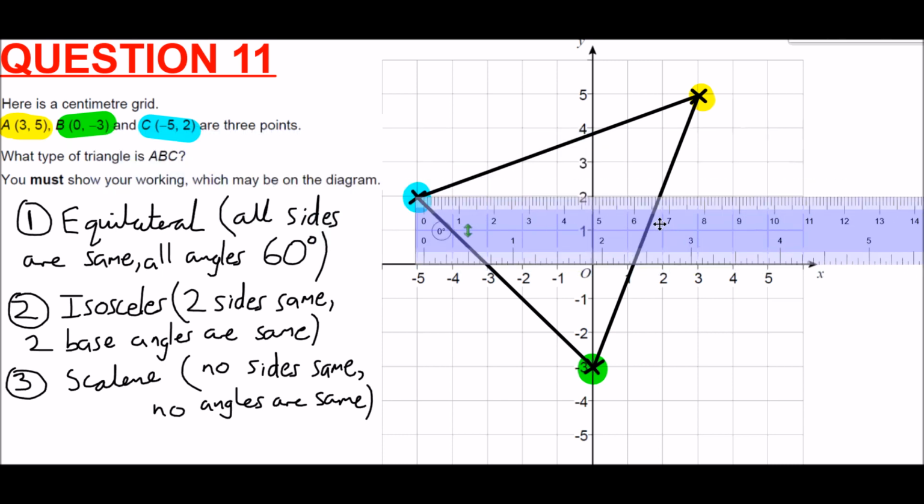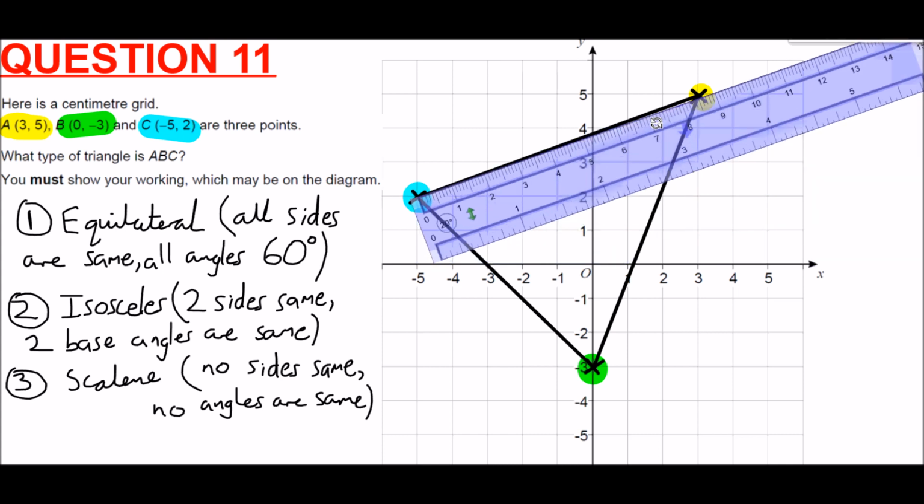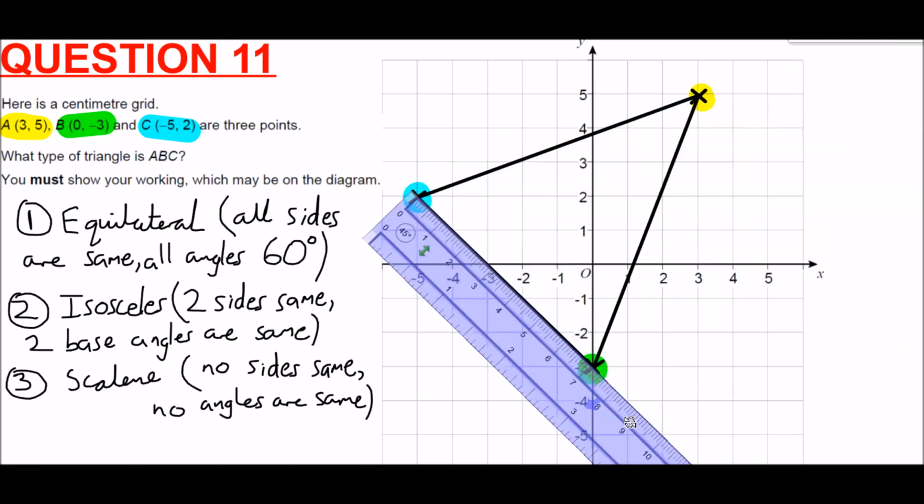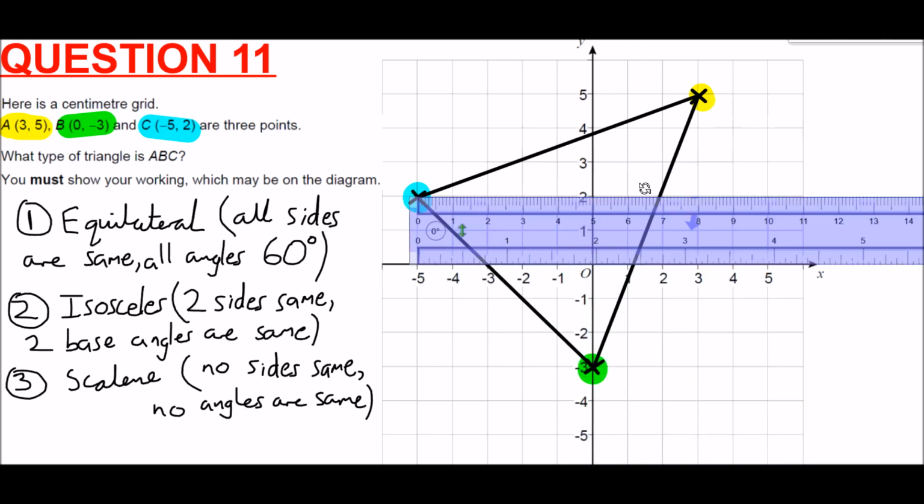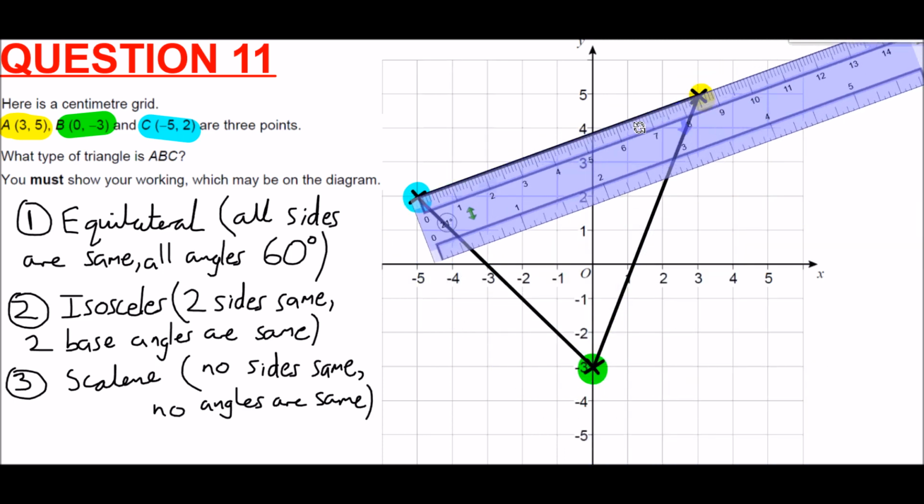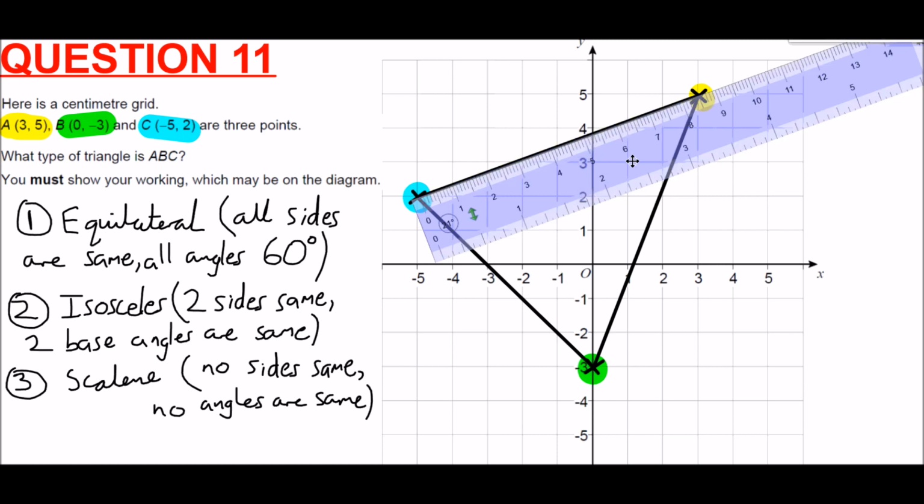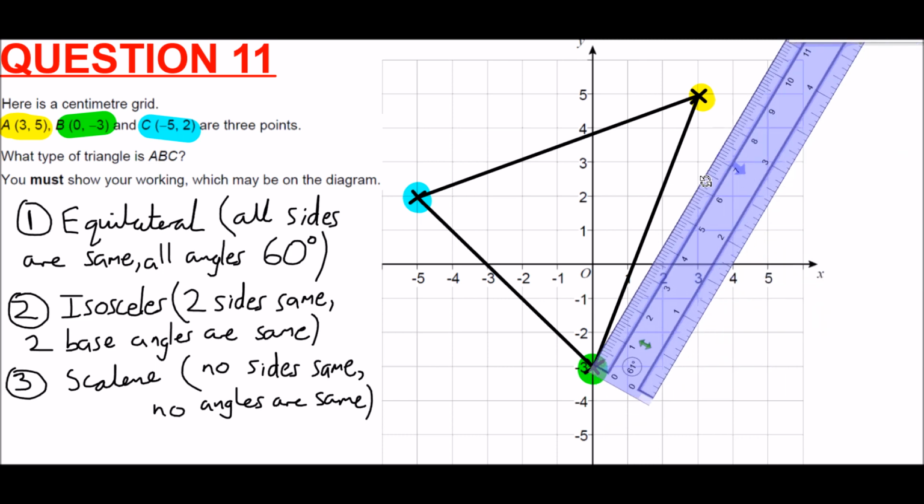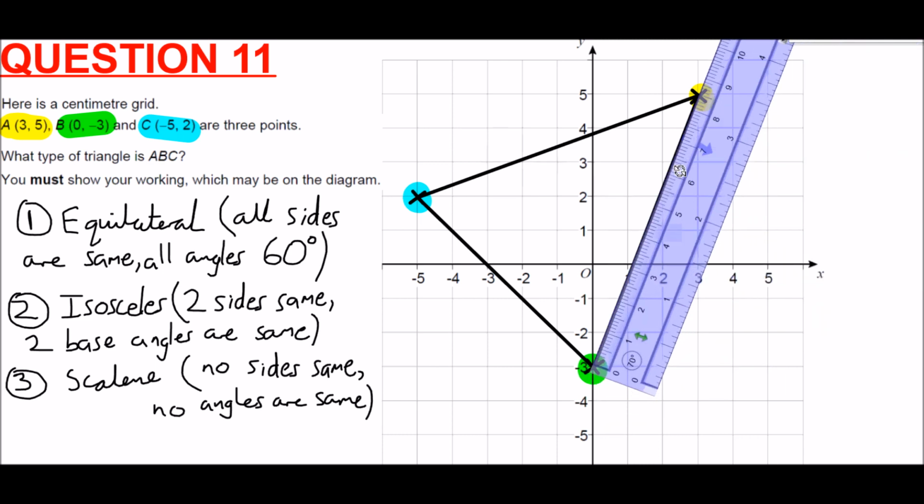So according to my diagram, yours might be slightly different, but the same principle will hold. This length here is about 8.5. That one's just over 7. So that one definitely isn't the same, so it can't be equilateral. But this side here looks to be 8.5. So let's measure the other side. Now that side's exactly 8.5 as well.